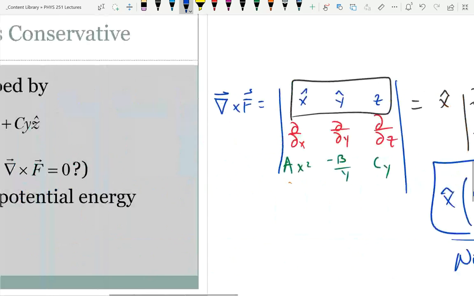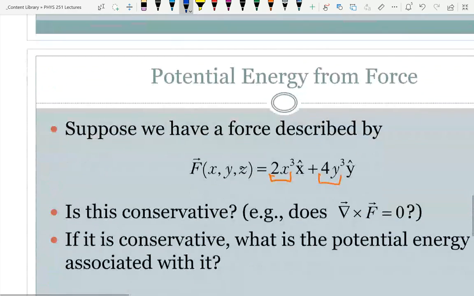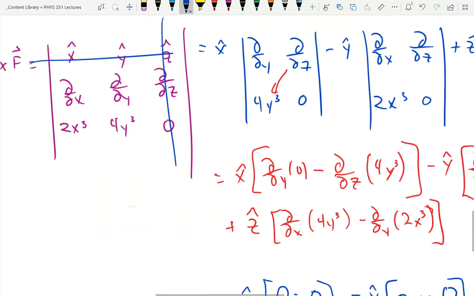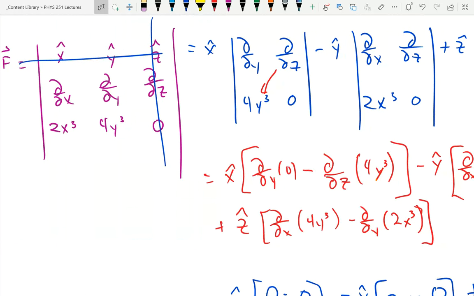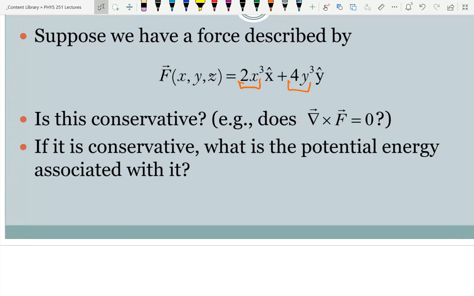And that's where David's rule of thumb comes in. This one here, we couldn't be certain, but we suspected it wasn't conservative because the z component had something that wasn't z. This one here, the x component has only x, the y component has only y. It has to be conservative because we have a partial of something that's a function of a different variable. Okay, so now that we've established it's conservative, we can go on to the next step and find the potential energy that's associated with it.